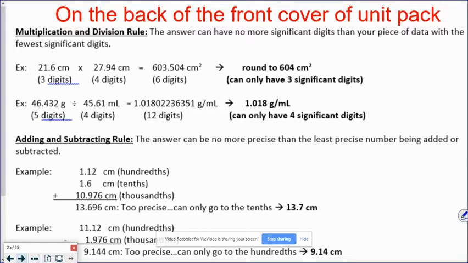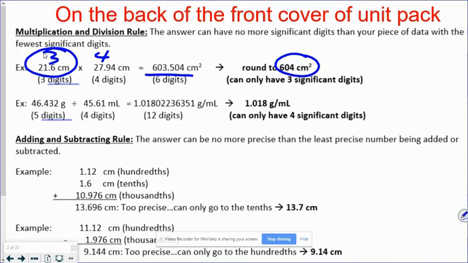So in our examples, here we have 3 significant digits. Here we have 4 significant digits. We get a calculator answer, which is 6. According to this rule, your answer can have no more significant digits than your piece of data with the fewest. The fewest is 3, so we have to have a 3-digit significant digit answer.